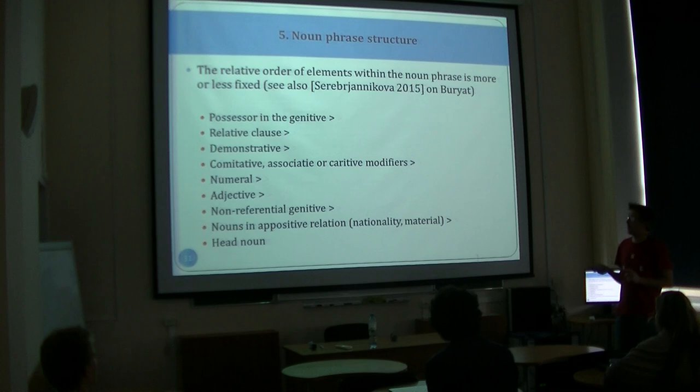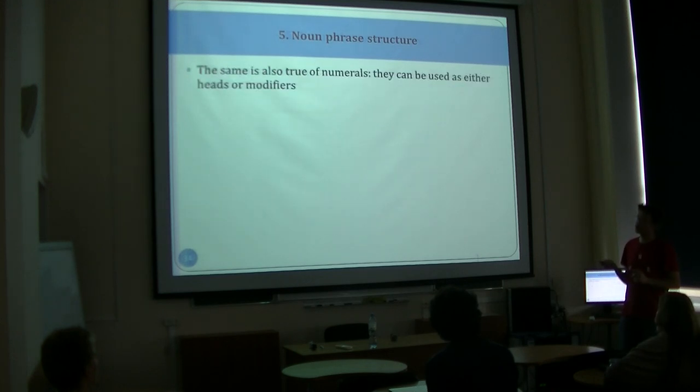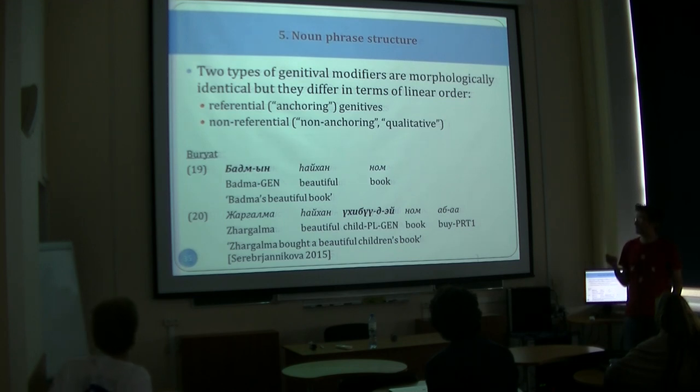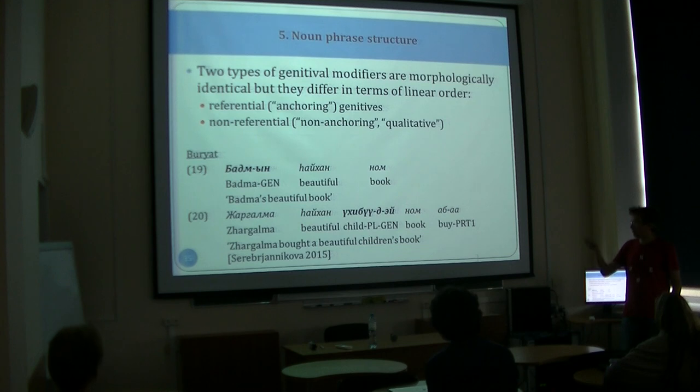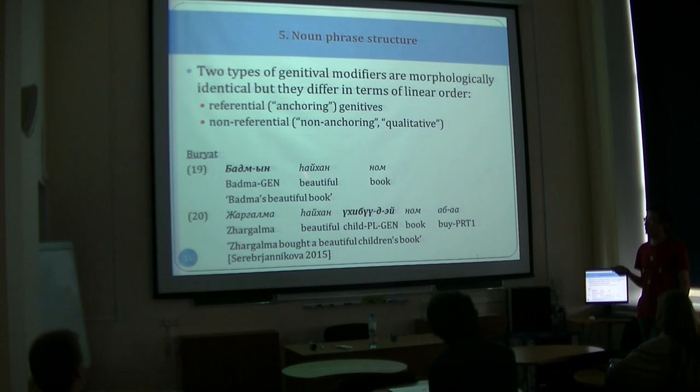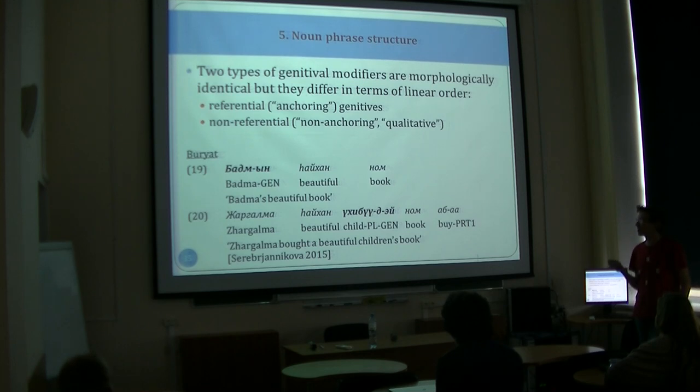And here we've got things which modify nouns without reference to individual antecedents in the real world. For some reason I just realized today that I've got Buddhist examples, for example, but believe me, it's the same in Kalmyk. Padma's beautiful book. Padma is the real possessor, so that's the beautiful book here. And Padma is found to the left of the adjective, so in the left periphery of the noun phrase, it functions as an anchor in Mashkacha's terms.